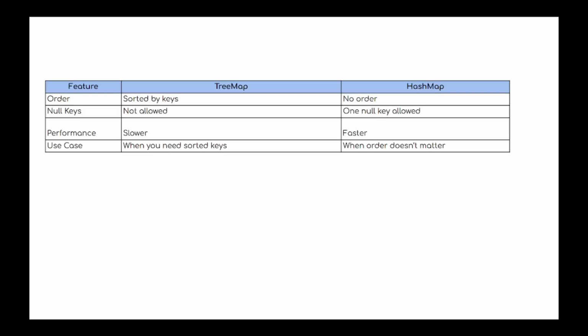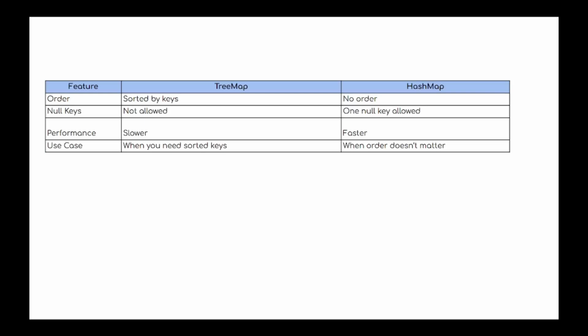In terms of use cases, if you want a set of sorted keys, then you have to go for the TreeMap. Whereas if you don't want to maintain any order, ascending or descending, then you have to go for the HashMap.